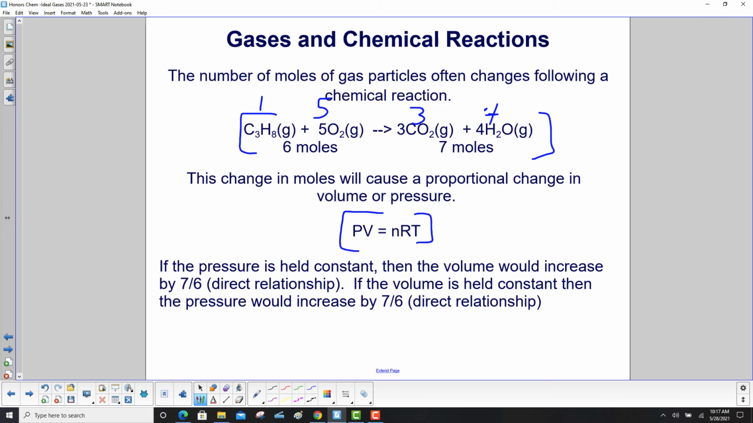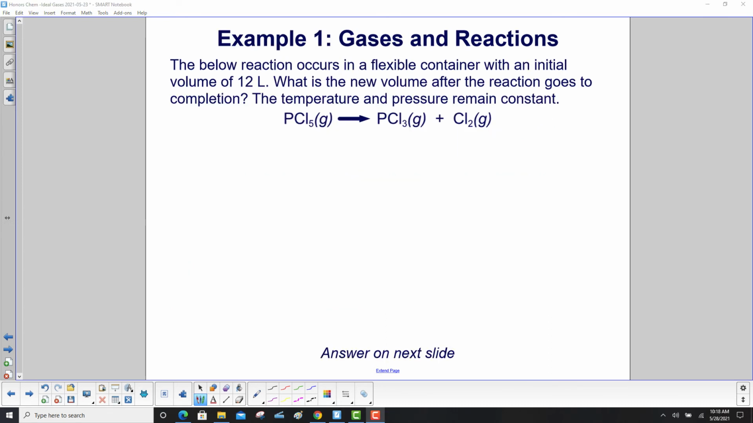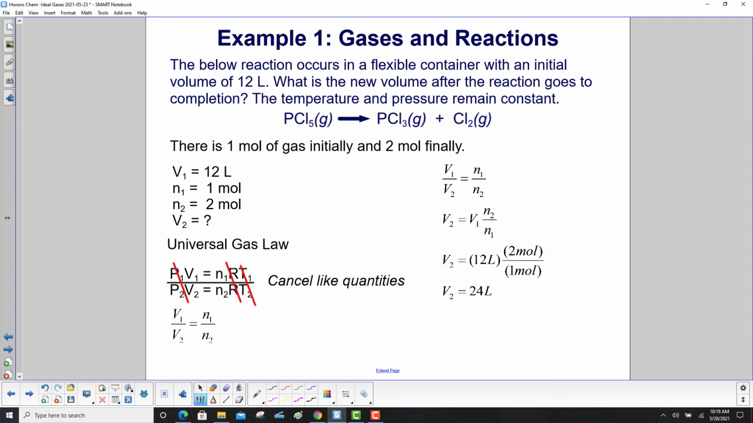also a direct relationship. The below reaction occurs in a flexible container with an initial volume of 12 liters. What is the new volume after the reaction goes to completion? The temperature and pressure remain constant. We look at our reaction and we find we have 1 mole of gas initially, and then 1 plus 1, 2 moles finally. So here's our givens.